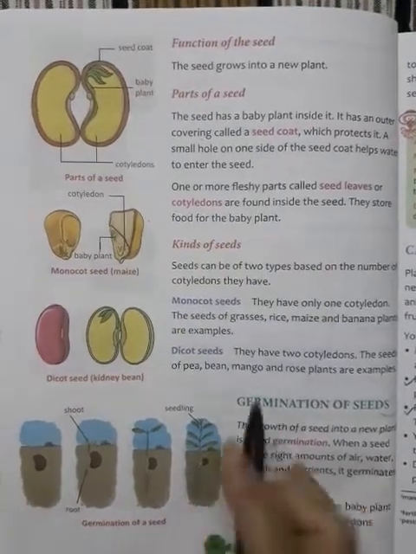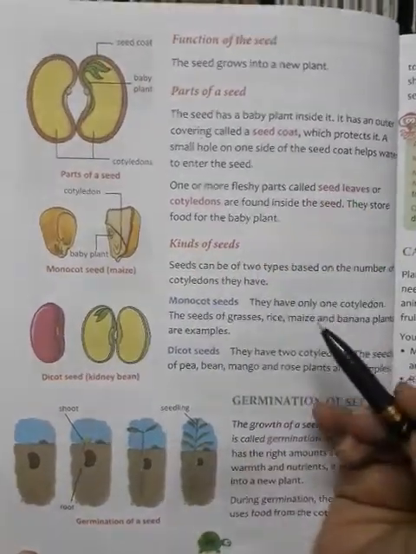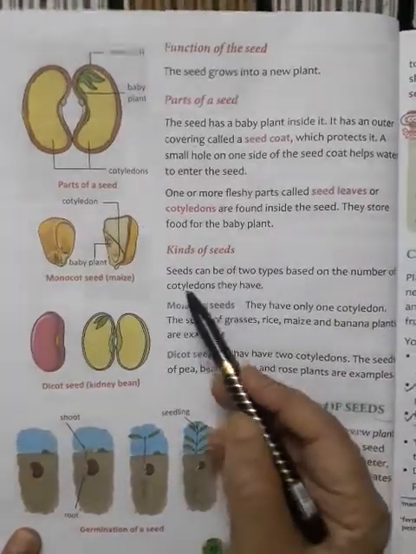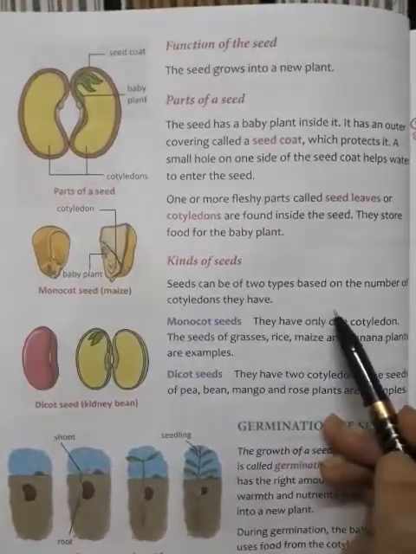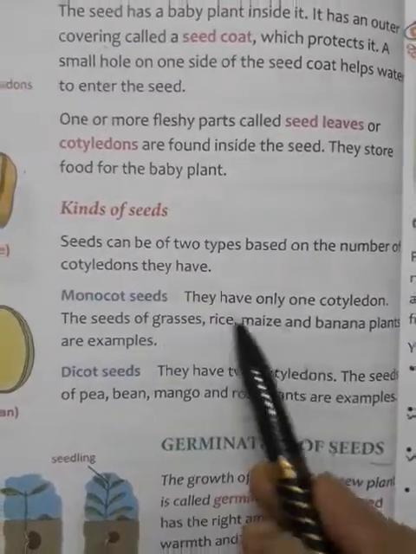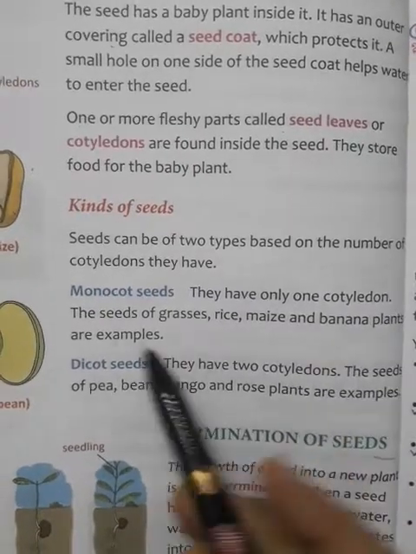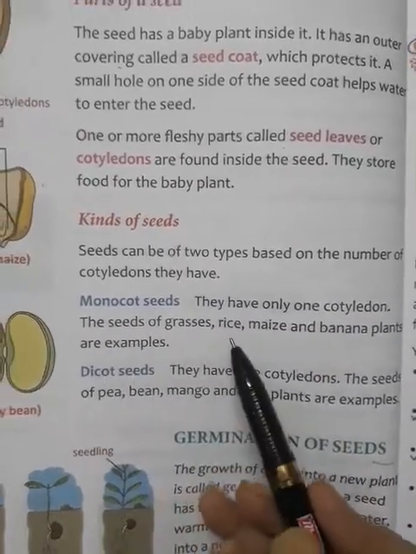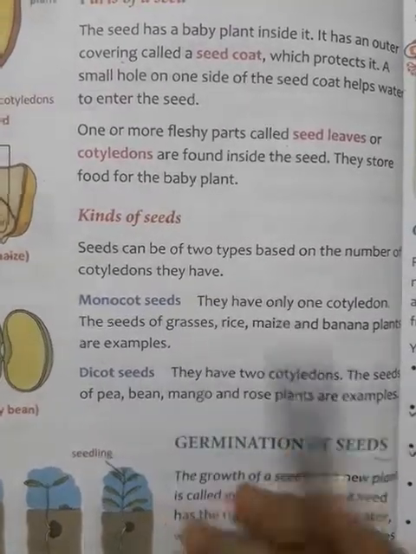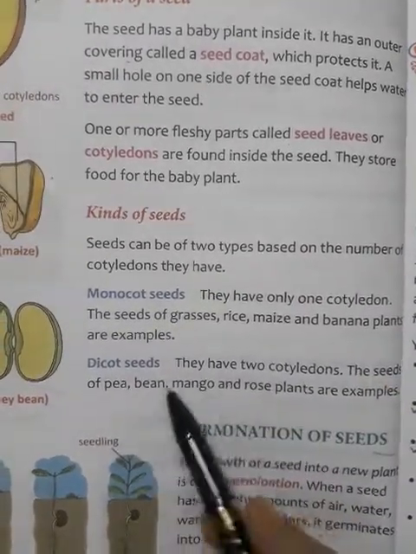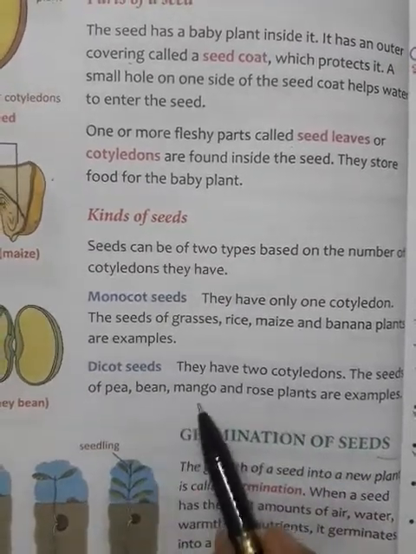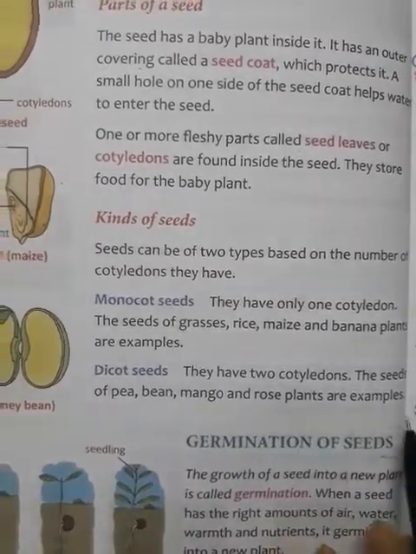So we are doing the seeds, description of the seeds. Now we'll study about the kinds of seed. Seeds can be of two types based on the number of cotyledons they have. Monocot seeds have only one cotyledon. The seeds of grass, rice, maize and banana plant are examples. Dicot seeds have two cotyledons. The seeds of pea, bean, mango and rose plants are examples.